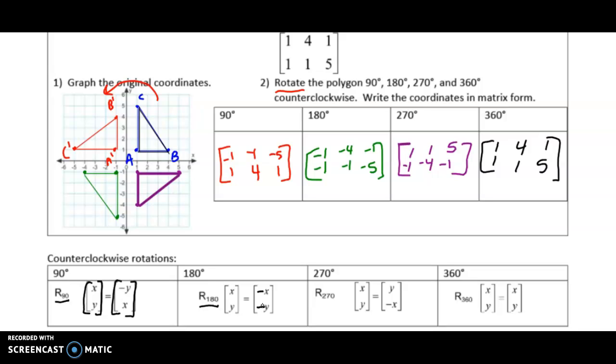Okay, 270 degrees. Let's look at what happened here. So they switched spots. Instead of 4, 1, it's 1, negative 4. And then the original x changed to negative. And then finally, 360 gave us the original. Okay, so that one is the same.